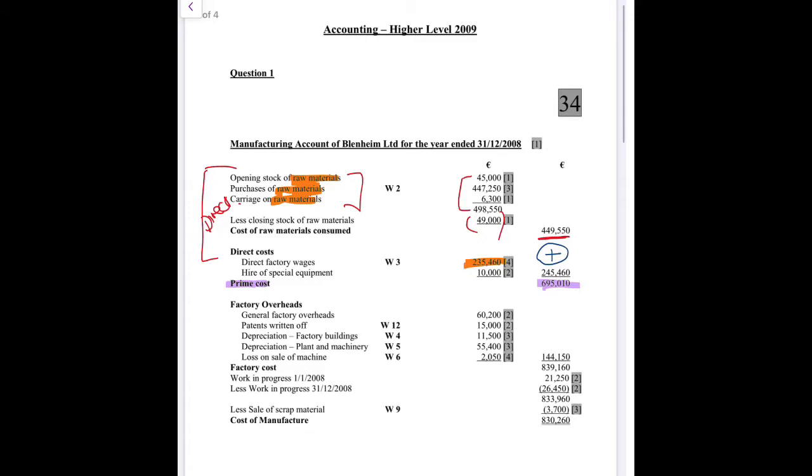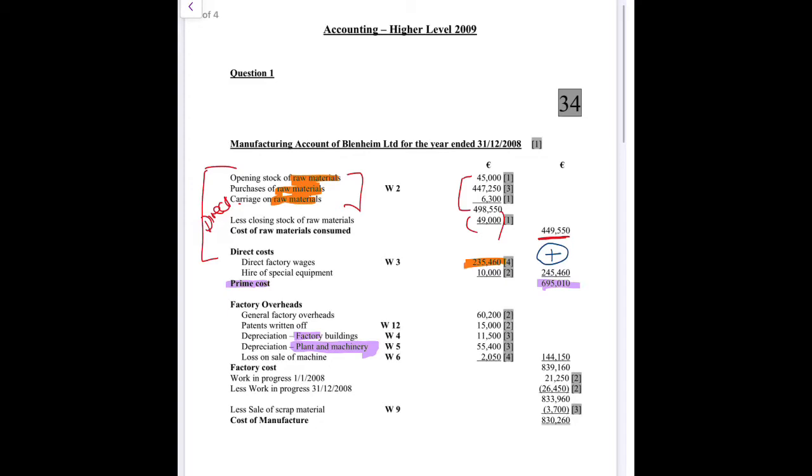Then we have depreciation of our factory buildings. That's 11,500. Okay, as soon as you see factory, you should know that it's going into your manufacturing account. And you also have your depreciation on your plant and machinery. Okay, your depreciation on plant and machinery and all that is used in the manufacturing element of the business. It's used to make the tables, so that's why it's shown in our manufacturing account.